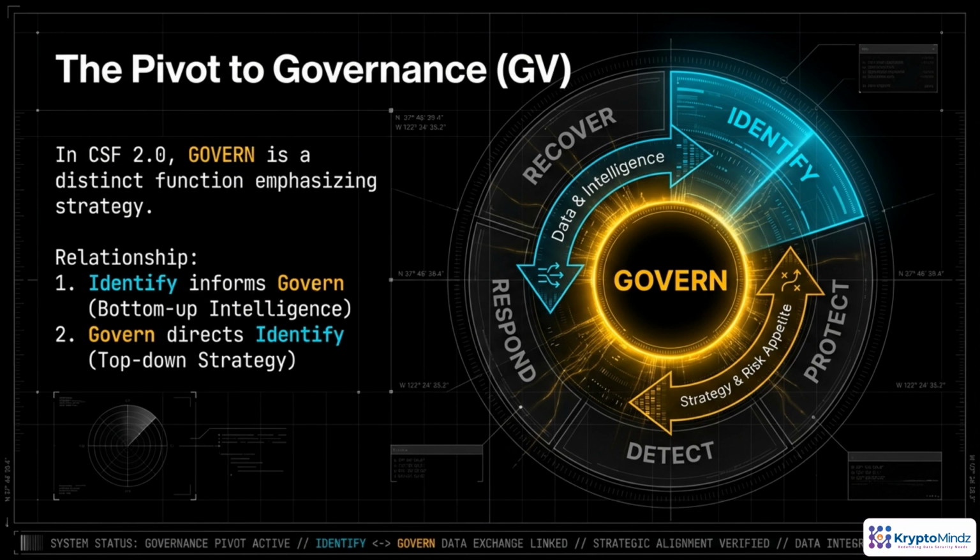CSF 2.0 introduces govern as its own function, and that changes how we think about the whole framework. Govern is about who makes decisions, what the risk appetite is, and how cybersecurity supports business goals. The identify function feeds govern with bottom-up intelligence: assets, risks, and dependencies. Govern then sends guidance back down, directing identify and the other functions with top-down strategy, priorities, and acceptable risk levels.